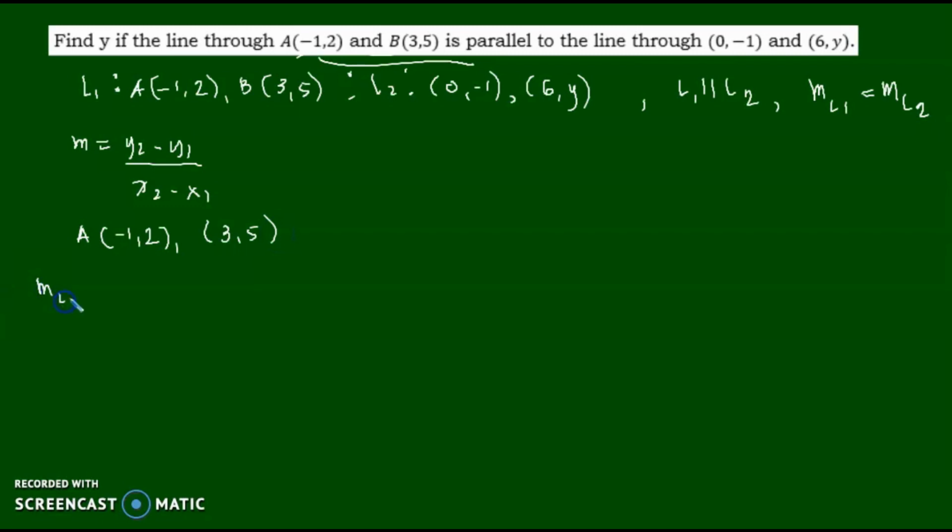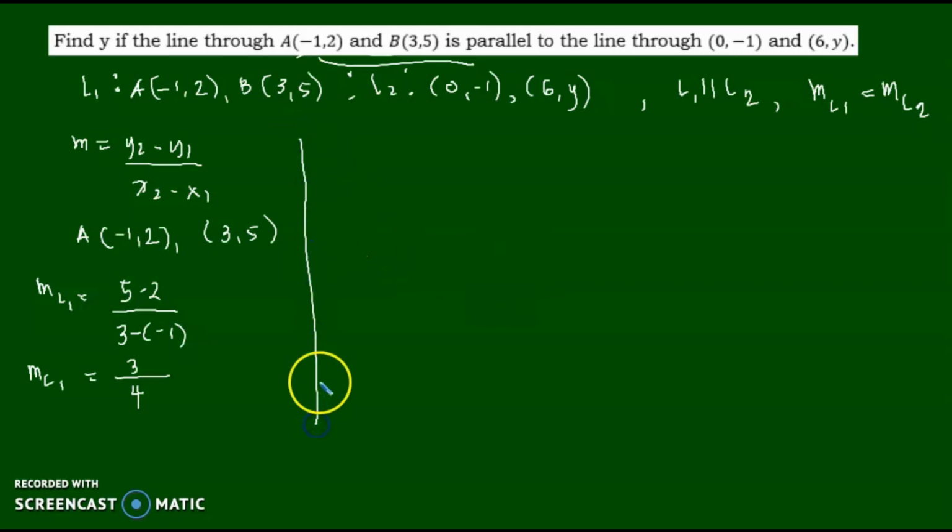So slope of line 1 is equal to 5 minus 2 over 3 minus negative 1. So that is, 5 minus 2 is equal to 3. And then in here, 3 minus negative 1, negative times negative becomes positive. So that is positive 1, and add it to 3, that one becomes 4. So the slope of line 1 is equal to 3/4.